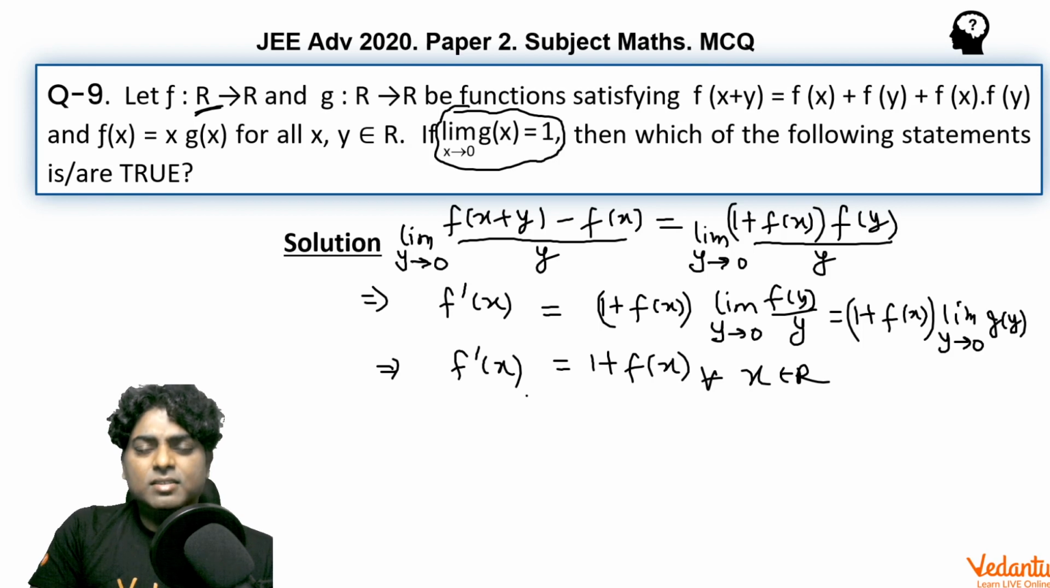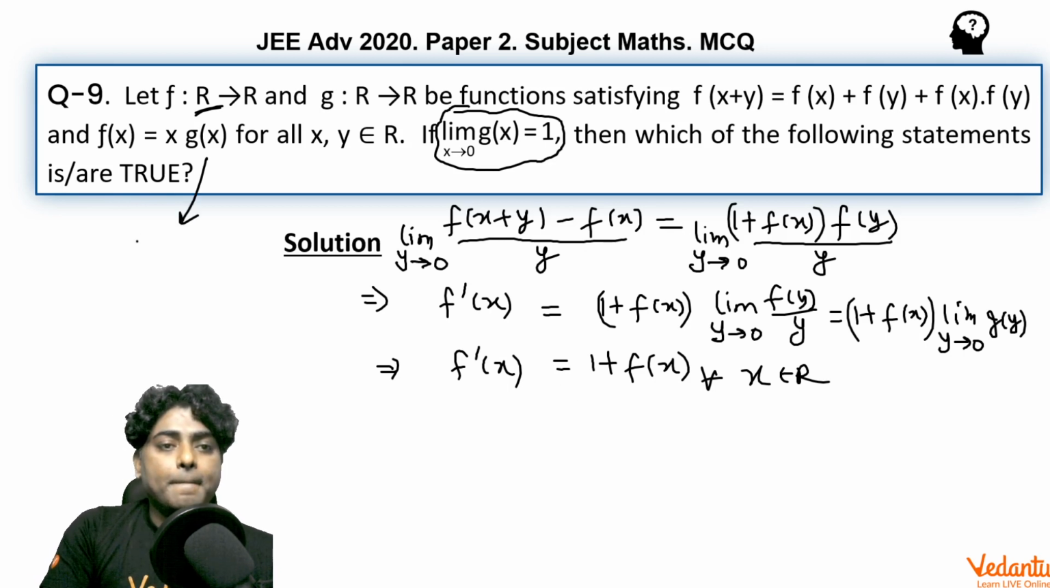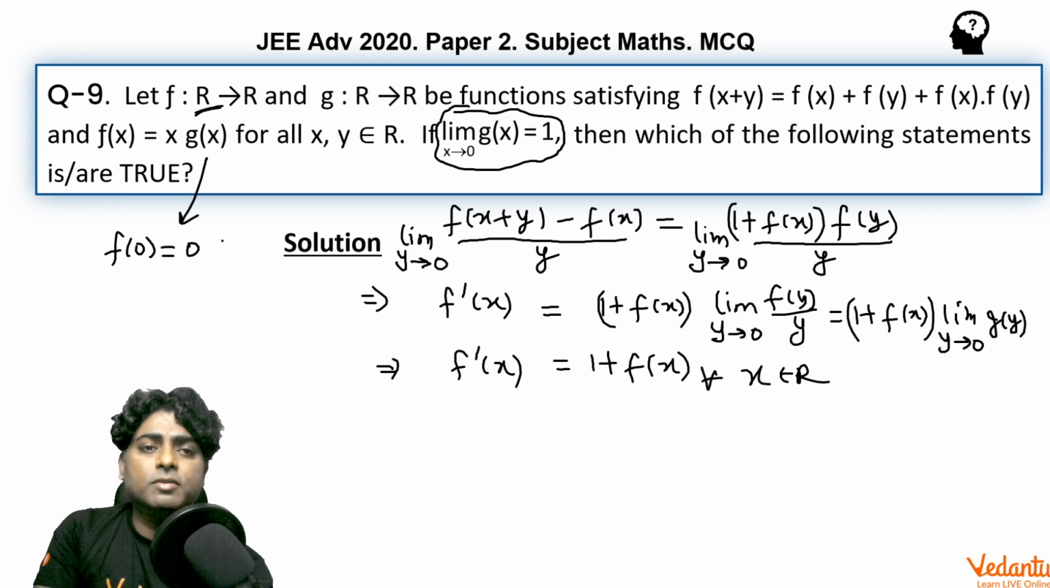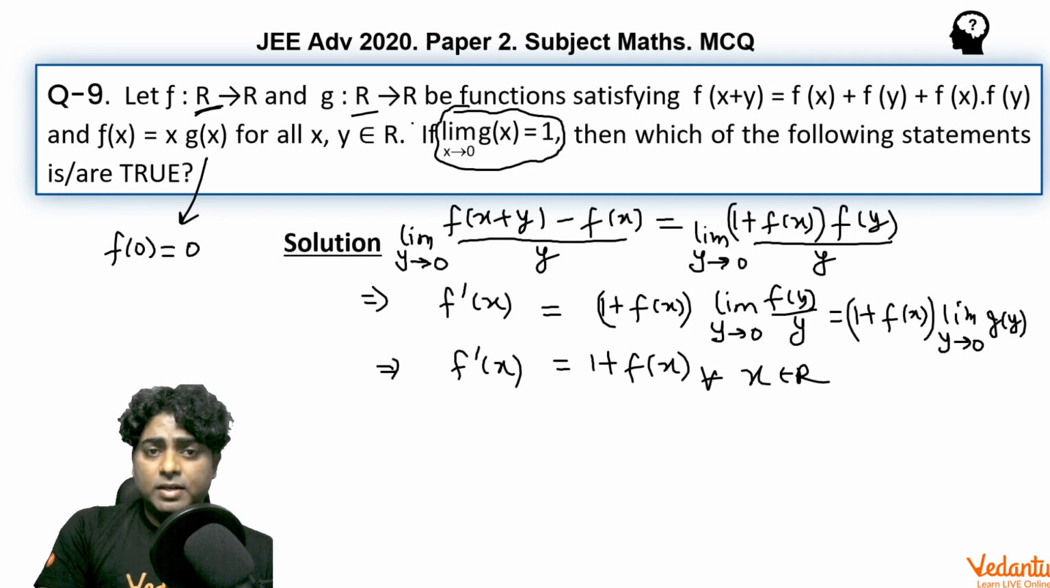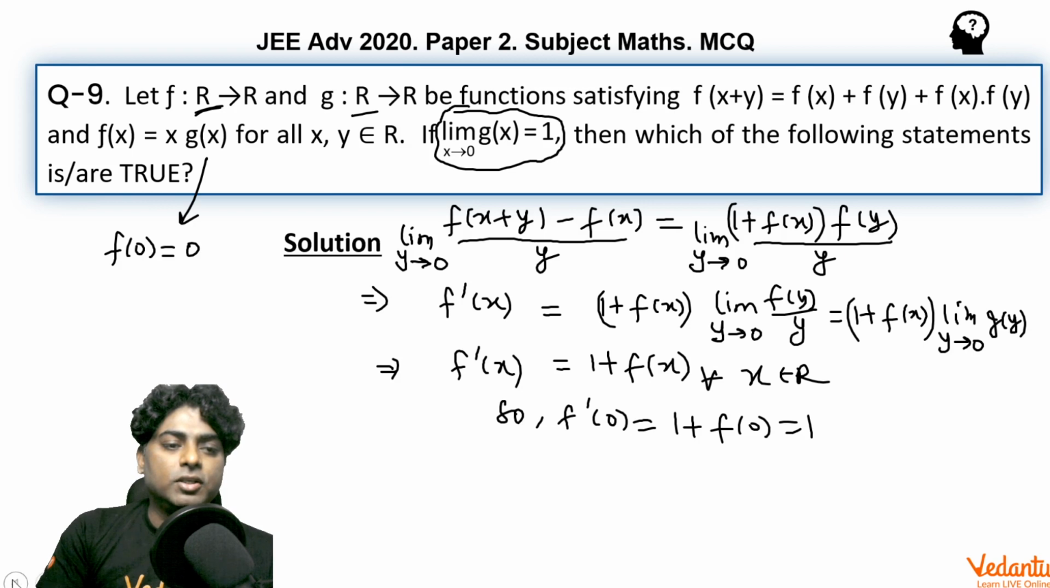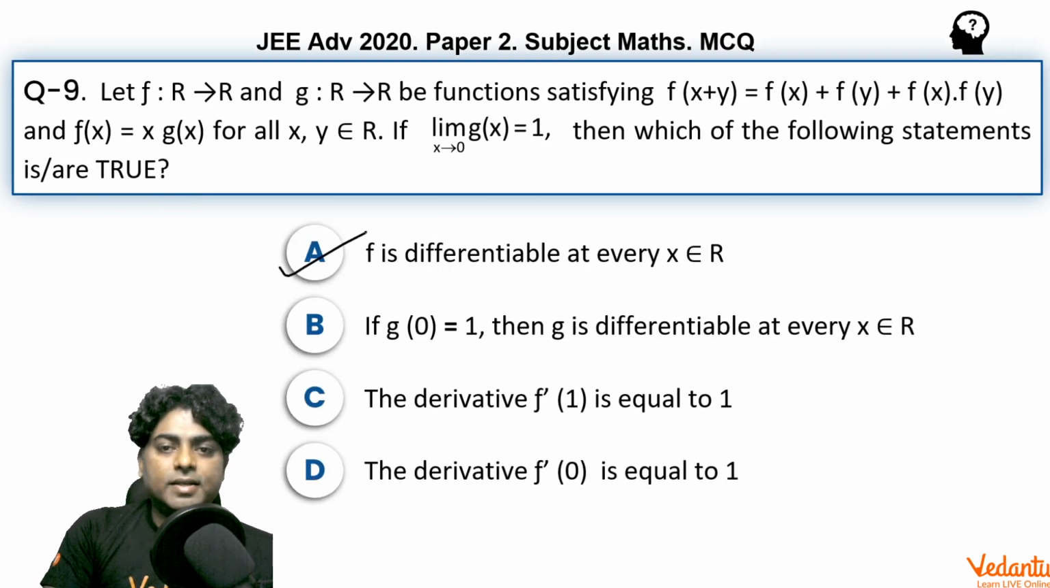Going for a little integration at this step, we'll get to know f(x) also. But to check option A, it is sufficient to say that f is differentiable everywhere. And one more thing, if you put 0 over here, then f(0) will come to be 0, because 0 into g(0) is something which is not known but is defined. As g is defined everywhere, g(0) must be something finite. So f(0) we can say directly is 0, and then f dash 0 would be 1 plus f(0), that is 1. So option A is correct, option D is also correct, but we need to check options B and C also.